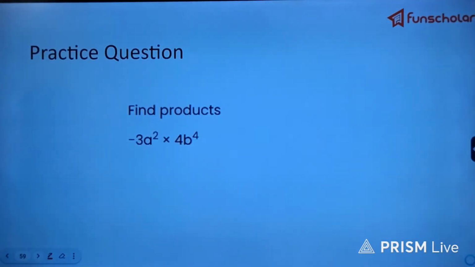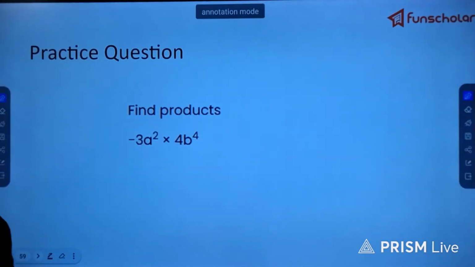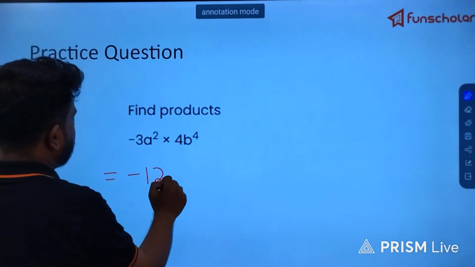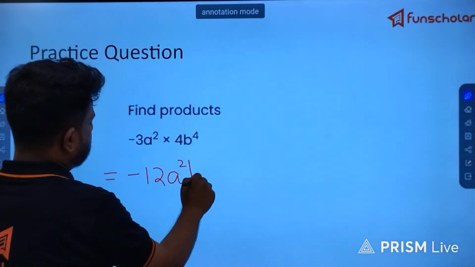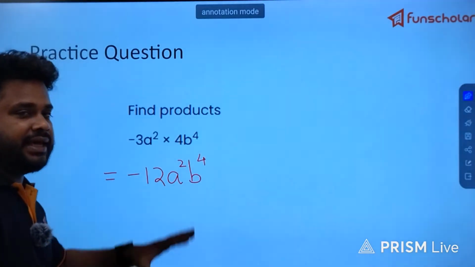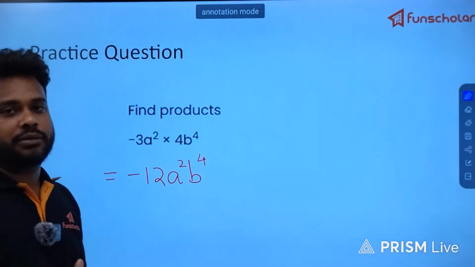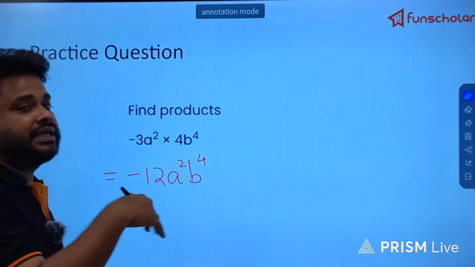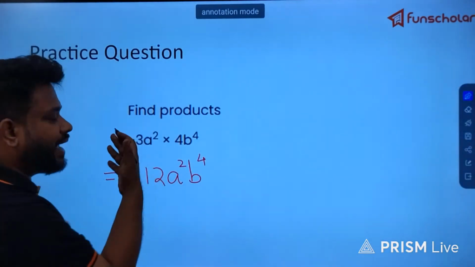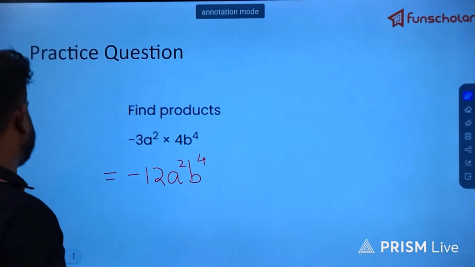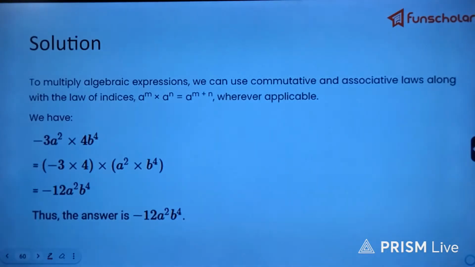The next is minus 3a square into 4b to the power 4. So multiply these two, it will be minus 12, and a square and b to the power 4 will be staying as they are. Why? Because they are not like terms. a is different and b is different. So we can't calculate them, we have to keep them as they are. Okay, so done. Yes, the answer is this. The next one.